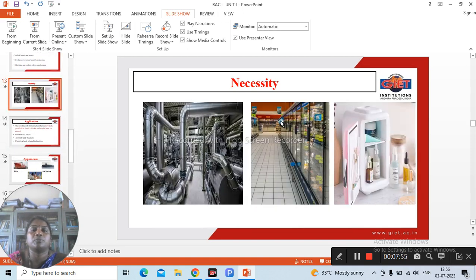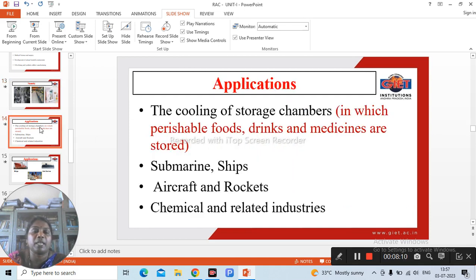So we have to observe the diagrams. One is the centralized food market. This is a medical kit. Then oil refinery systems. The basic main applications of the refrigeration system are the cooling of storage chambers in which foods, drinks and medicines are stored. Next are submarines, ships, aircraft, rockets, and chemical and related industries. These are the main applications of the refrigeration system.